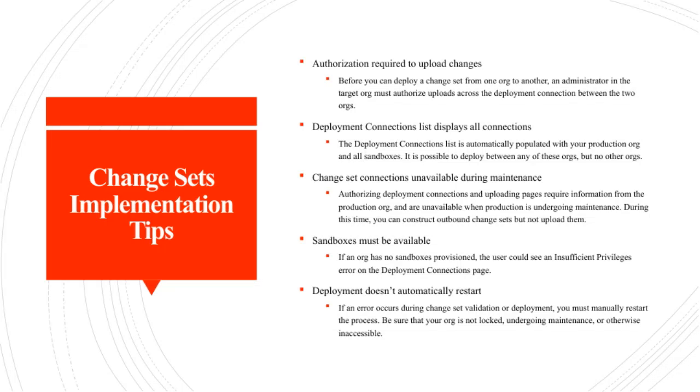Next, let's talk about the authorization process required to upload changes. Before you can deploy a change set from one org to another, an administrator in the target org must give permission. This means they need to authorize uploads across the deployment connection between the two orgs. You'll see a deployment connections list that displays all the connections you have. This list is automatically populated with your production org and all sandboxes. While you can deploy between any of these orgs, keep in mind that deployment connections are not available for other orgs outside this list. It's also important to note that deployment connections are unavailable during maintenance periods.